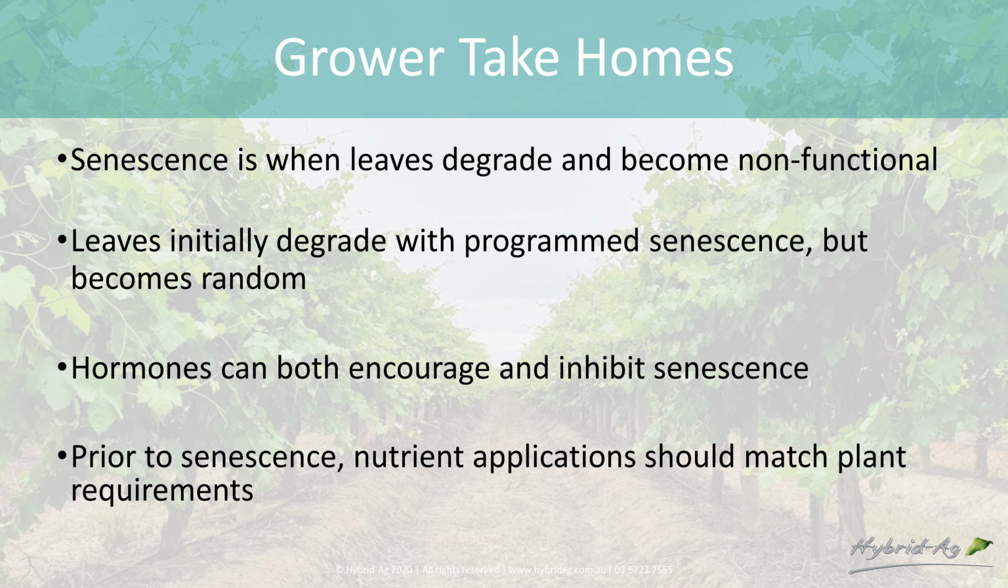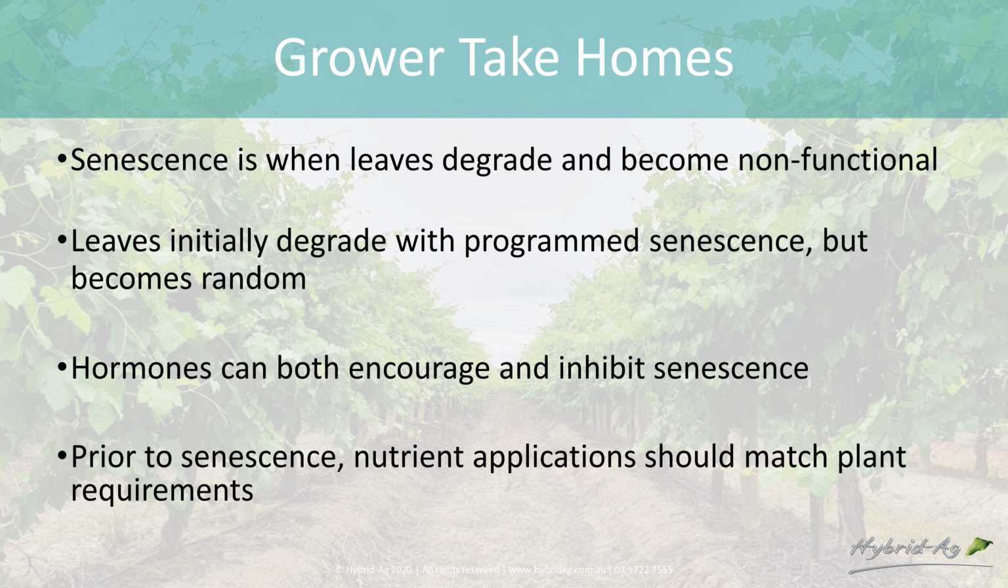So senescence is when leaves degrade and become non-functional, falling from the plant. This can be triggered by light intensity shifts, hormones, or other stress sources. It is regulated by a variety of factors, including some genetic as well as hormonal balances. Leaves initially degrade with programmed senescence, but as cell degradation becomes random, the overall plant stability is lost.